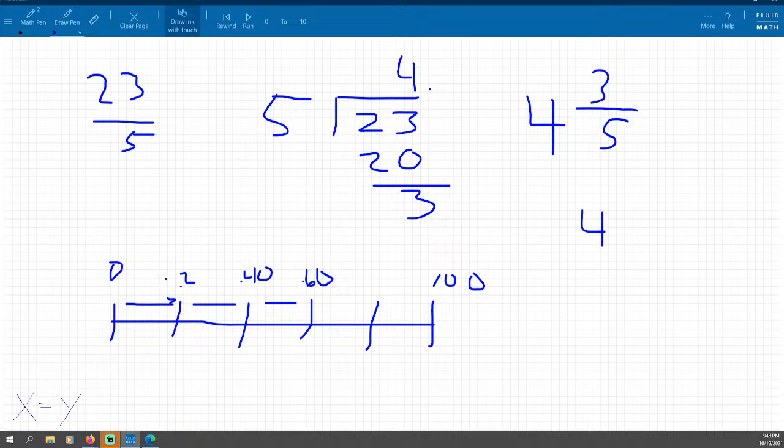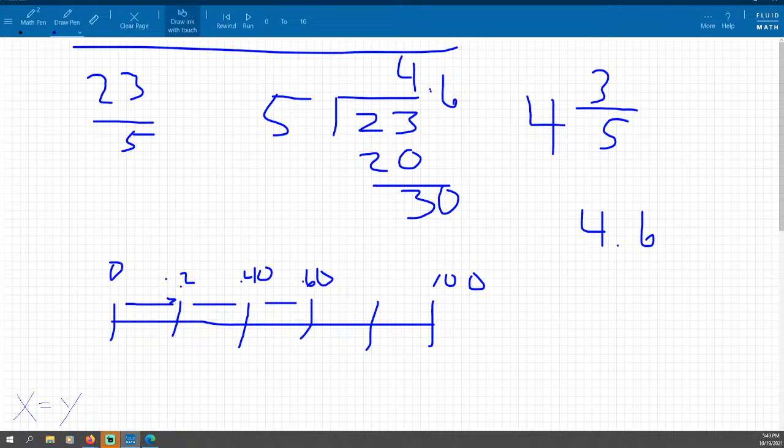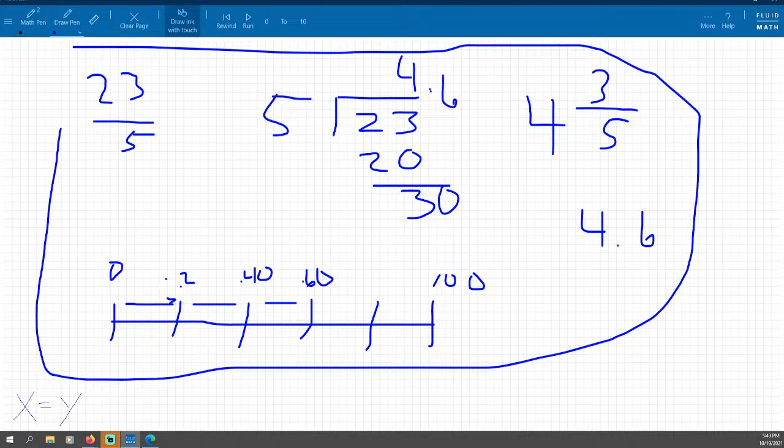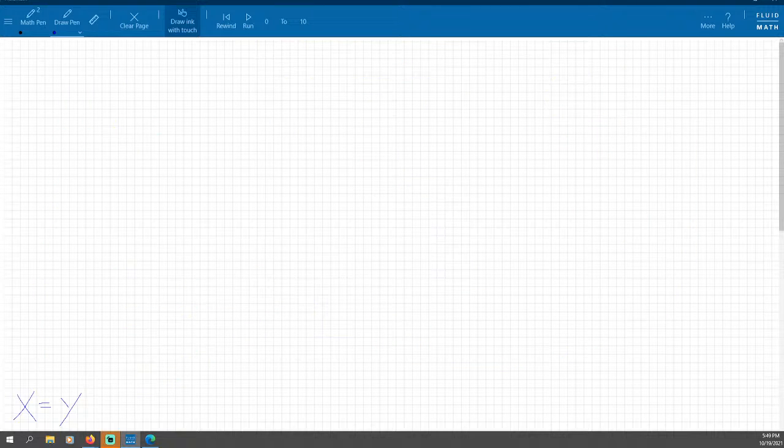So remember up here, if we finish out the division problem, we get 5 goes into 30, so it's 4.6. Well, look where we ended up: 0.6. So it's the same answer, just different ways of doing it. Hopefully that makes sense if you're watching. It makes sense to me, so I'm going to continue on.